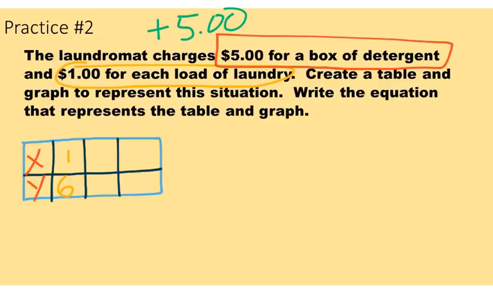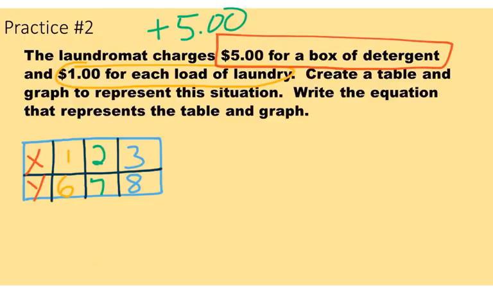And if you wash 2 loads, and you remember that that's $1 for each load of laundry, which is 2, but then there's the $5 for the box of detergent, that would put you at 7. And then finally, if you did, let's say, 3 loads of laundry, well, that's $3 for just the loads and then $5 for the box of detergent. And I think you get the point. We are adding $5. So the relationship here is an additive relationship, and we're adding 5 each time.